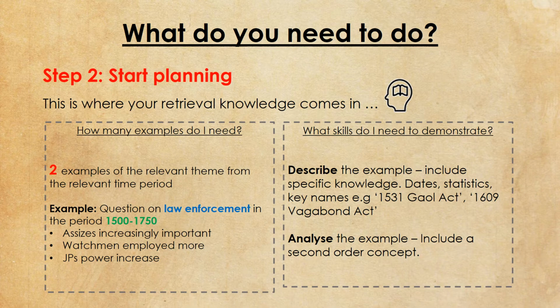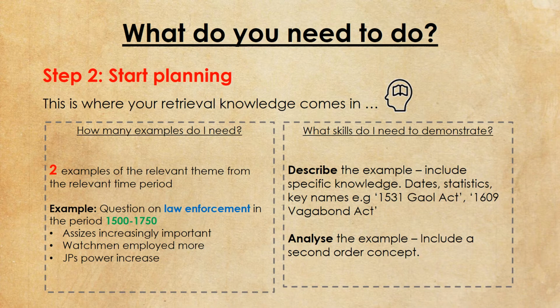For example, you could talk about the 1531 Jail Act, which means in this particular time period more prisons were built. Or in 1609, you've got the Vagabond Act, which changes the way that we punish vagrants and vagabonds in towns and villages. So these are examples of specific detail that you need to use to build up your answer. And the most important part of this 9-mark question is to do with the analysis of that example.